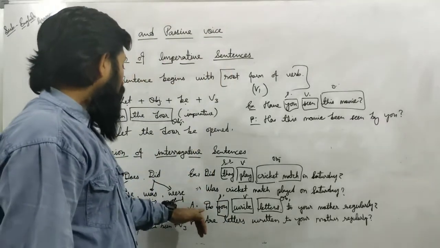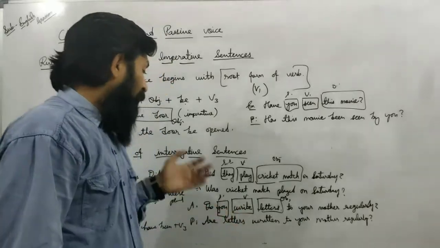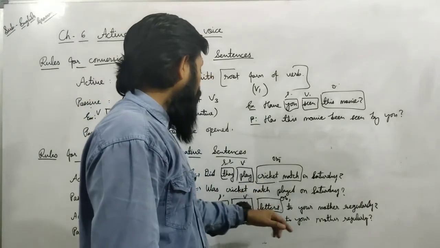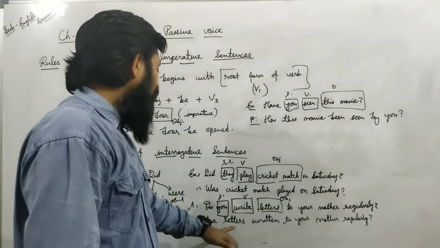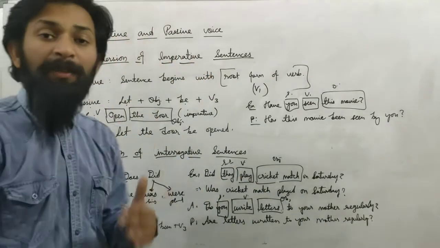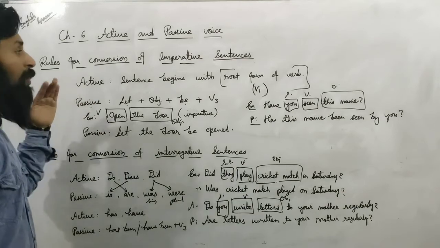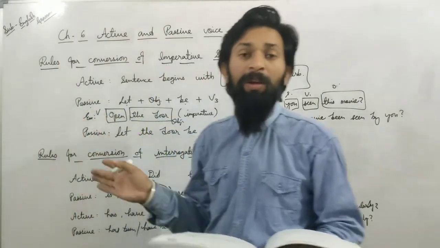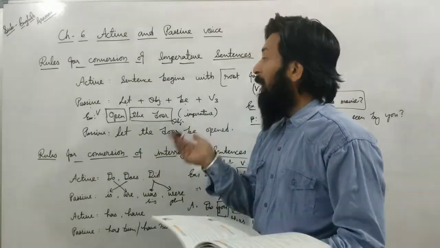After that, do you write letters? We know that do is used for plural, but in this sentence we have to check whether the object is singular or plural. Letters is plural, so we have to write here: Are letters written to your mother regularly? Dear students, it's about imperative sentences and interrogative sentences. Whenever you are going to change imperative or interrogative sentences, you have to follow these rules. According to the rules, you have to change or construct the sentences from active to passive.